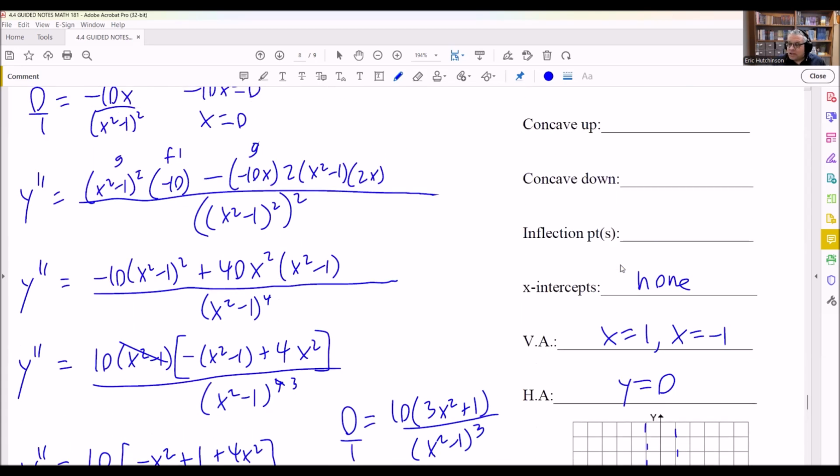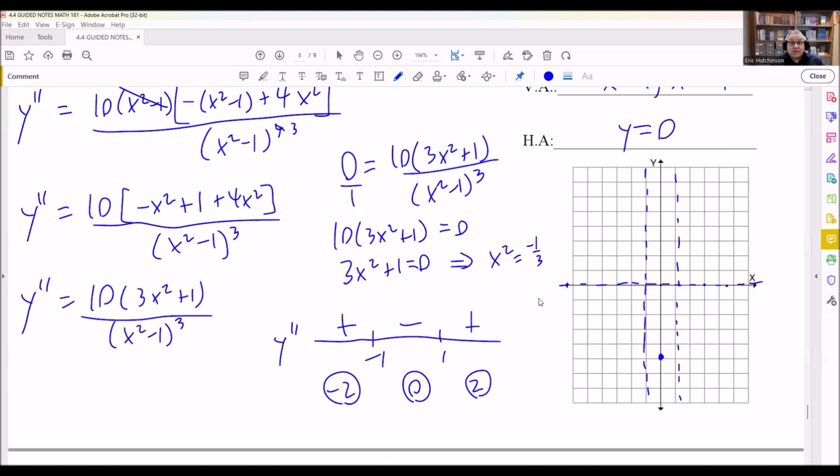All right, so concave up is where we're going to be plus, and so that's -infinity to -1. And then it's going to be from 1 to infinity. That's where it's concave up. It's concave down where it's negative, and that was between -1 and 1. So I'm just kind of writing down what we had from our number line graph at the bottom. That's the results that we get there.